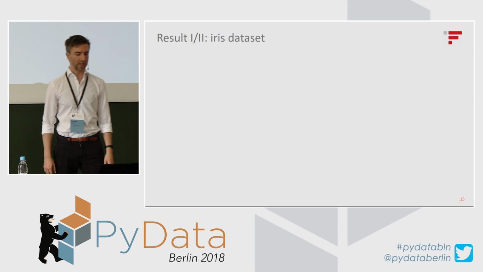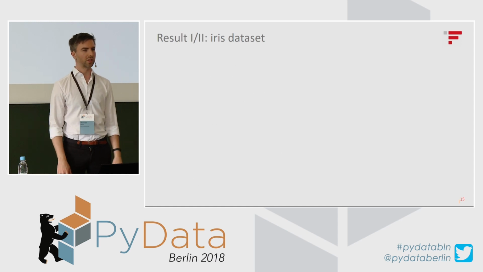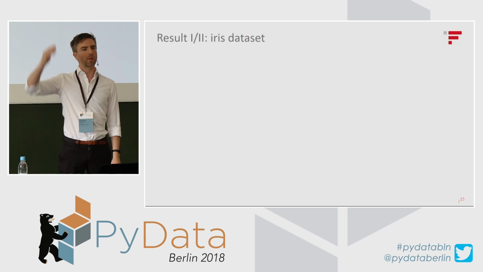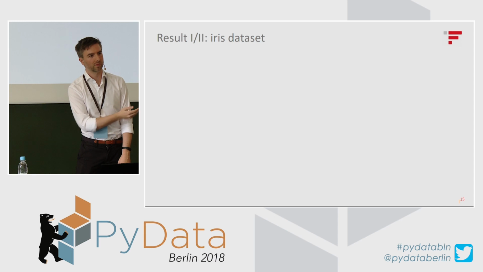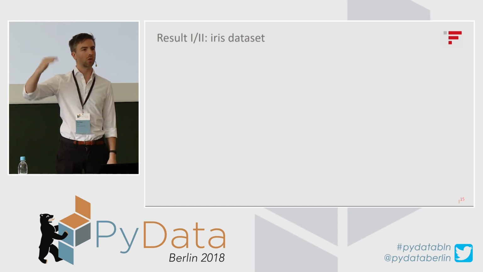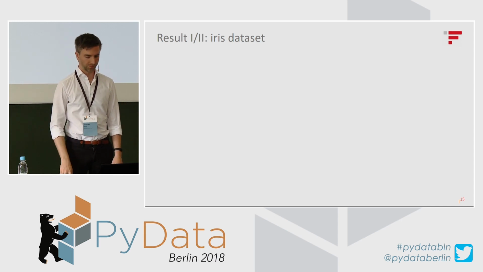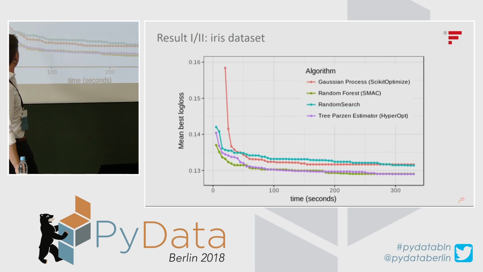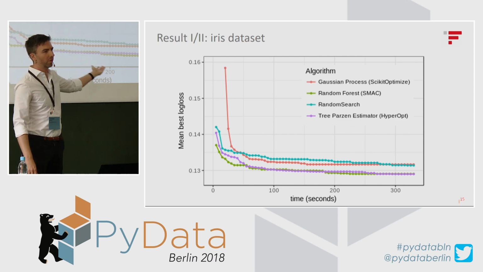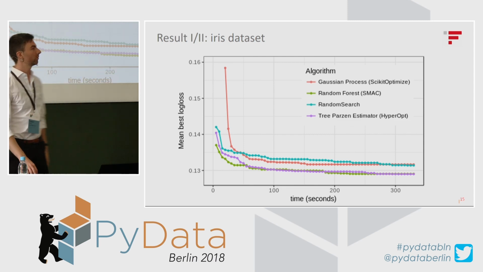And then let's look at our first result on the Iris dataset. What we're tracking is the average best result that we're getting over time from the algorithm. So average means over different random seeds. And our results would look like this. We have all of these algorithms quickly improving on performance and then saturating.